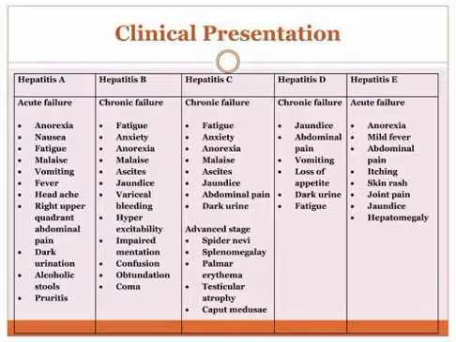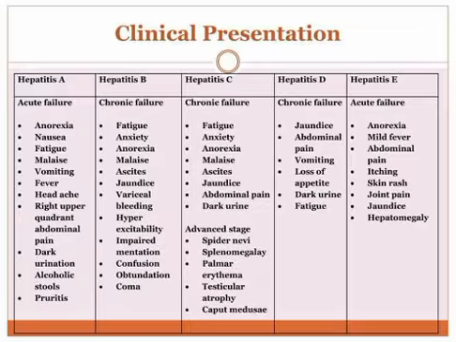Next, splenomegaly, palmar erythema, testicular atrophy, caput medusae, etc. Next will be hepatitis B. Hepatitis B virus shows chronic failure. It shows jaundice, abdominal pain, vomiting, loss of appetite, dark urine, fatigue, etc. Next will be hepatitis E.